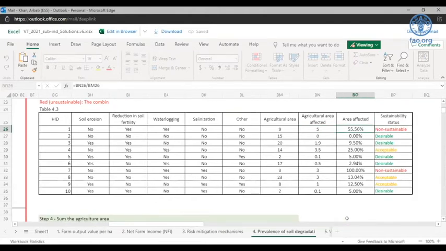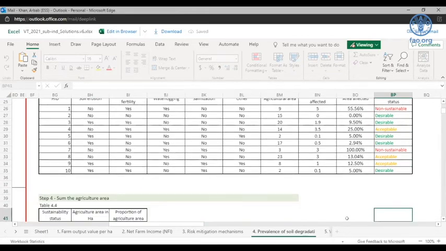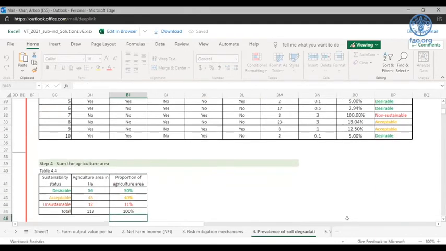So in this case, holding one, because greater than 50% of its area is affected by these two threats, hence it's classified as non-sustainable. 0% is desirable, less than 10% is also desirable. Between 10 and 50% is acceptable, and so on. And then we start adding up the area classified as green, yellows, and reds, and we estimate the percentages. So I stop here.